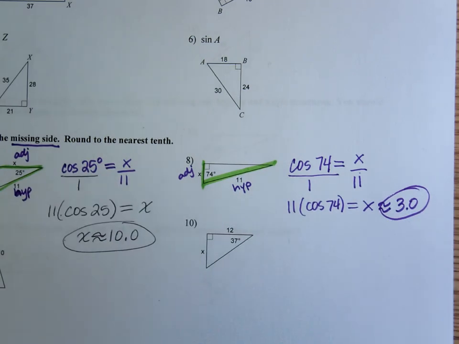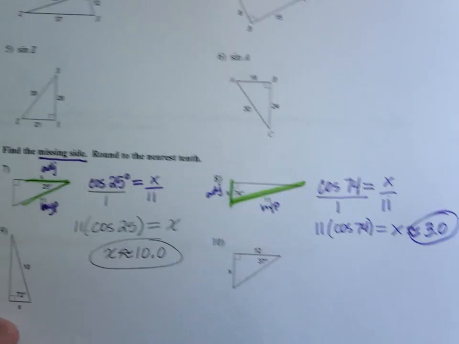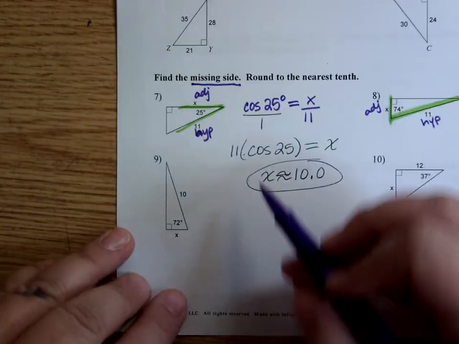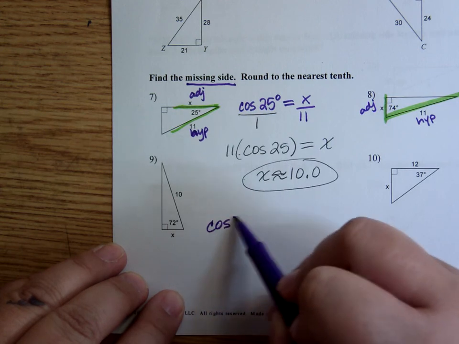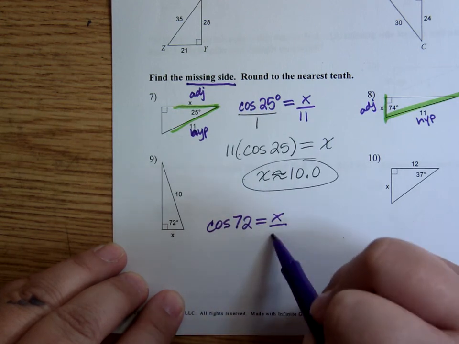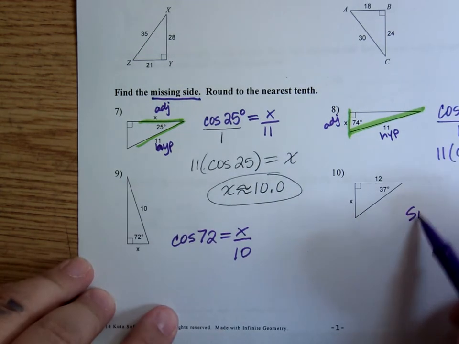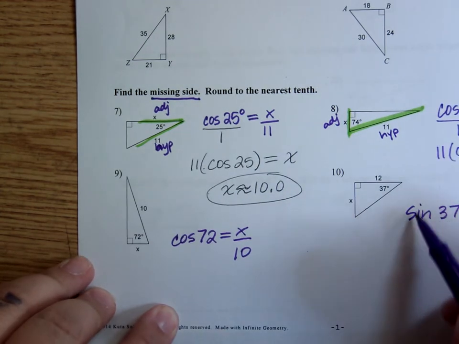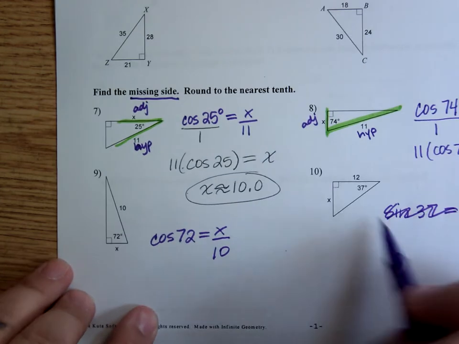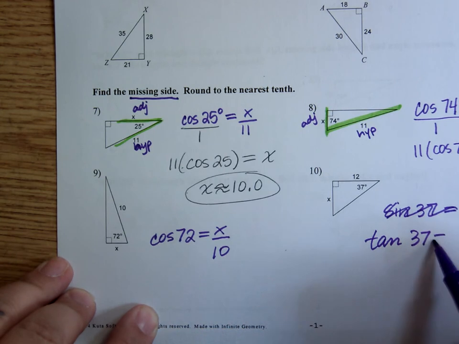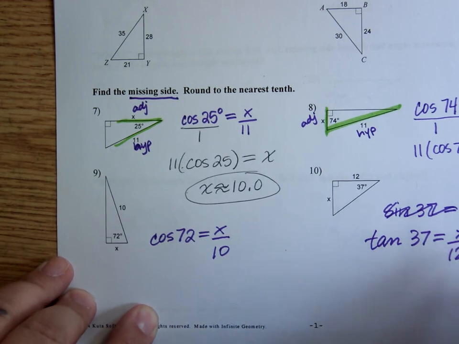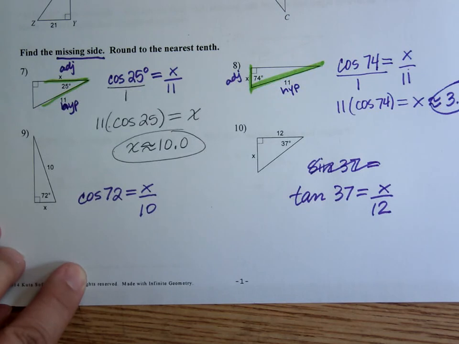Let's look at another one. Number 9 is also going to be cosine. Number 10 is going to be sine. Let me just show you how to set these up. Don't watch if you haven't tried to do it yourself yet. This is how I would set these up. Oh, I'm so sorry. Number 10 is not the sine. That is the tangent, because x is opposite and 12 is adjacent. So there's number 10.